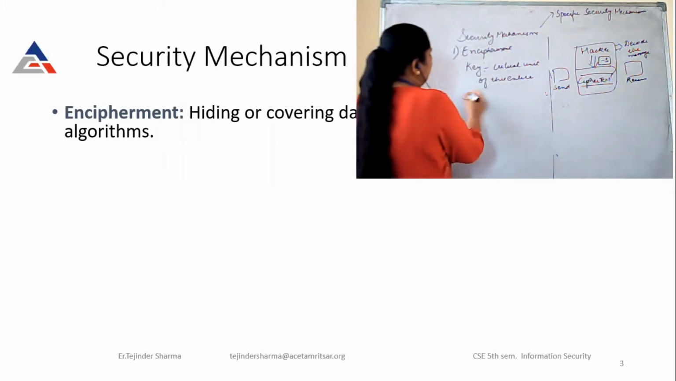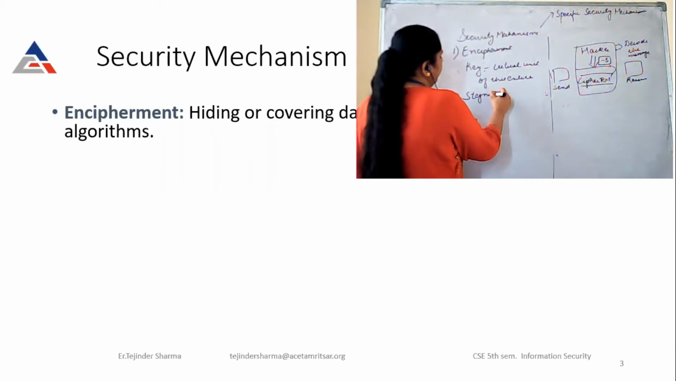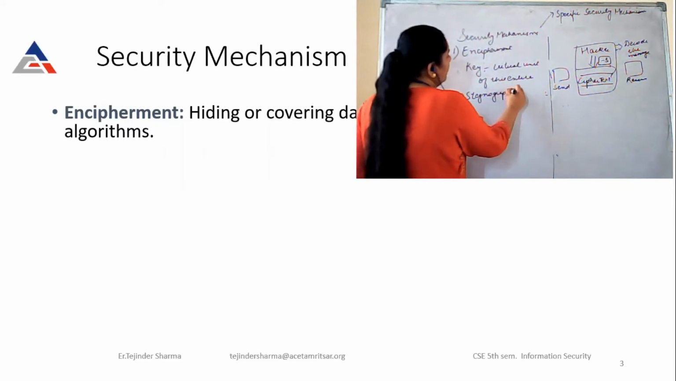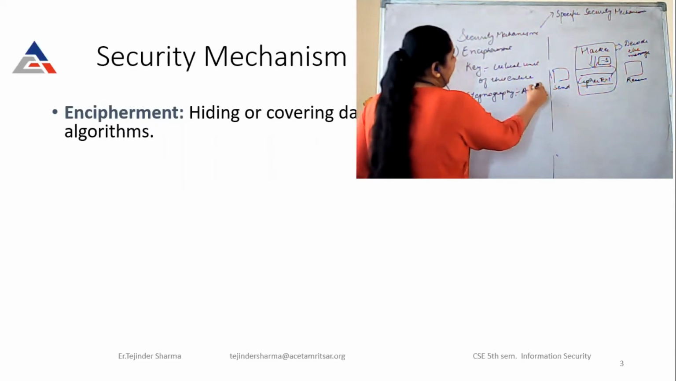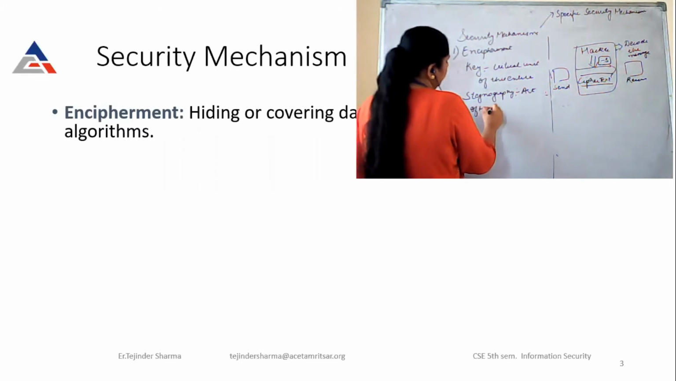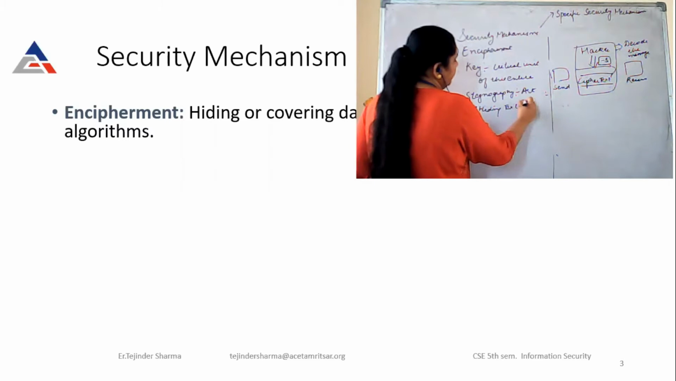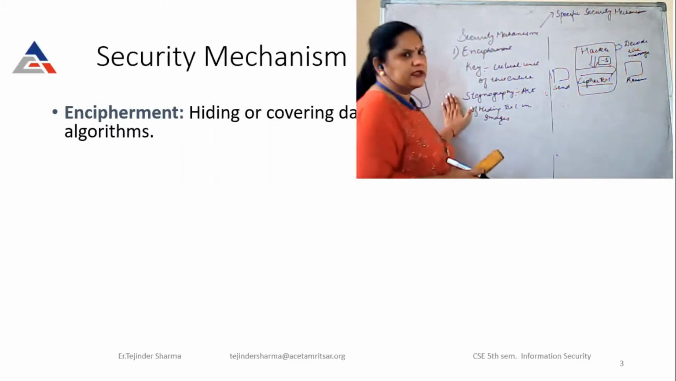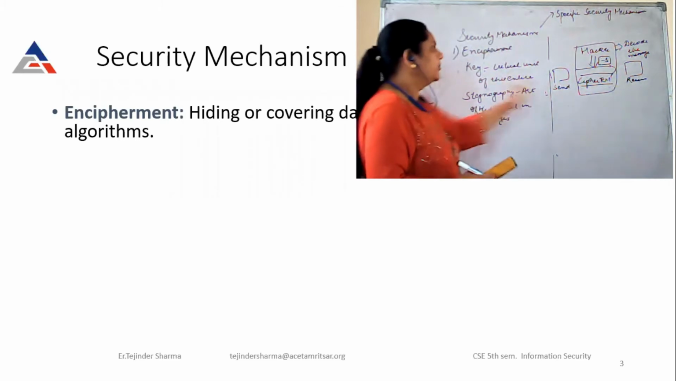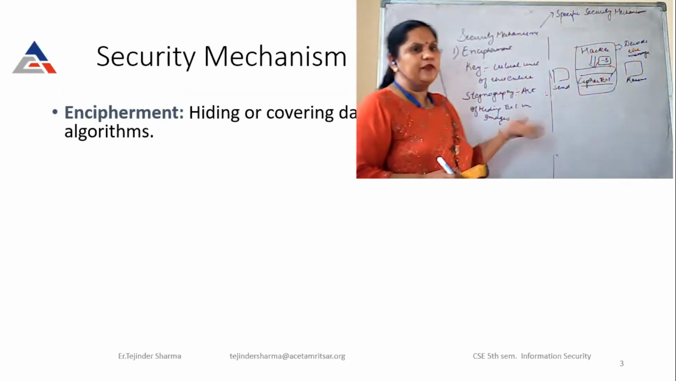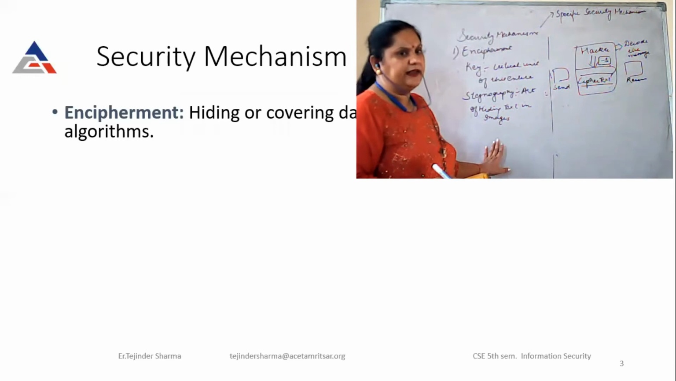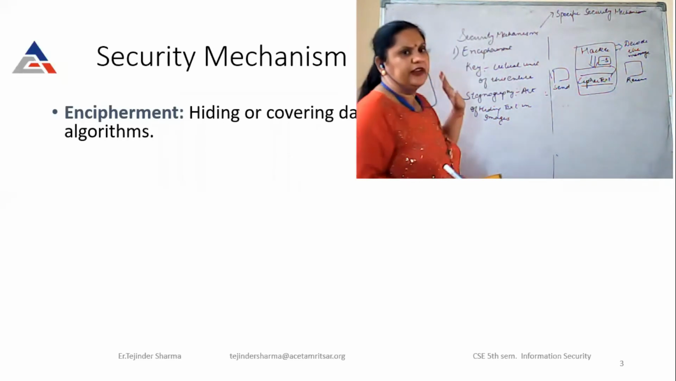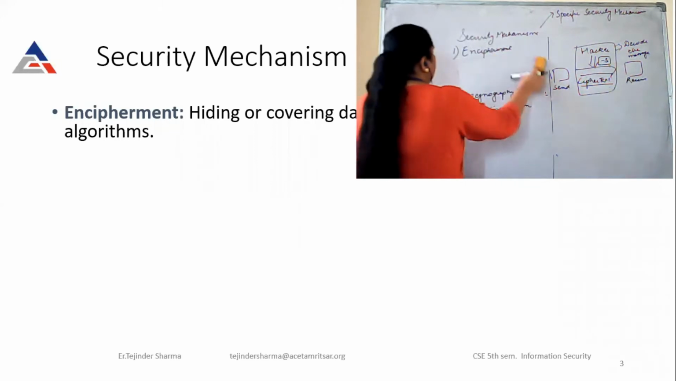We can also use steganography. It is also called the art of hiding text in images. You write some text, put it in an image, and send it to the receiver. The receiver will pull the text out of the image and receive the text. This is called steganography and it is also part of encryption. Okay.